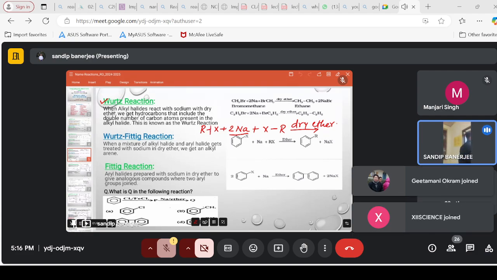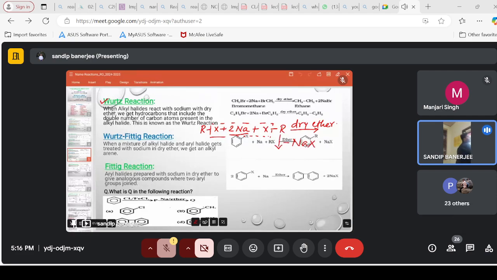And here, 2 moles of RX and 2 moles of sodium are simply eliminated as 2 NaX, and you will get your desired product, R-R. What is the specialty of this reaction? First, a carbon-carbon bond is formed in the product. And second, you are getting an alkane from the corresponding alkyl halide. For this case, mostly bromide, iodide, chloride systems you can use as the starting material. Any confusion, any question?